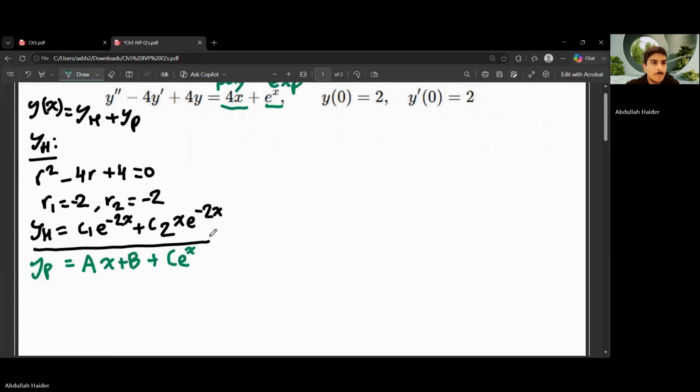So we will take the first derivative and the second derivative of y_p and substitute them in this equation, and then match the coefficients. So if I take the first derivative of y_p, you will have a plus c e power x. And then if I take the double derivative of y_p, this will be c e power x.